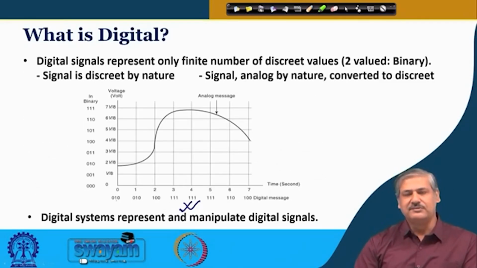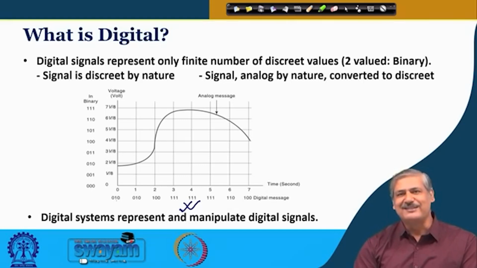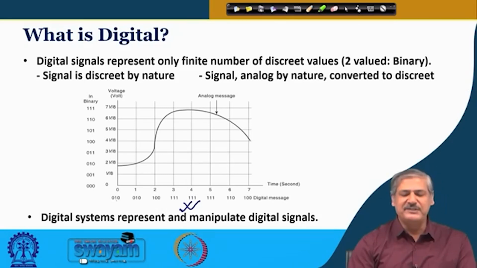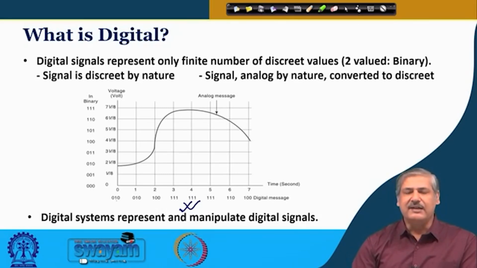Now, since the term is so often used, with digital everywhere we look, what exactly do we mean by digital? So, the first thing that we need to know is what is a digital signal. Digital signals represent only a finite number of discrete values. Finite, because ultimately we are talking about a technology development. So, we are talking about a certain number of bits or binary values that will be associated with a particular signal and its representation.